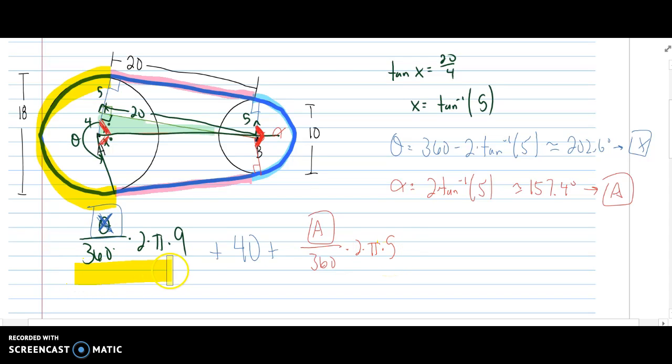So this is the yellow length, this is the pink length, this is the turquoise length, and if we sum all those up together, we'll get the entire length to be about 85.56.